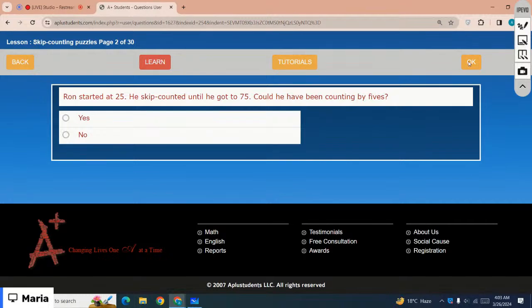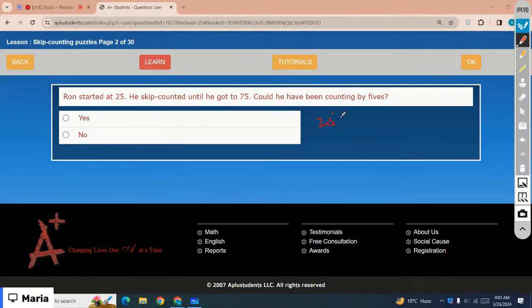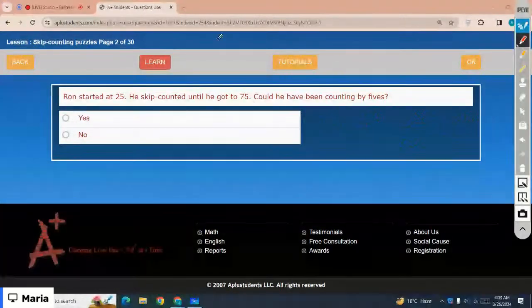So start counting with 25. Let's see if you have 75. So 25, 50, 55, 60, 65, 70, 75, 80. Yes, it's fives, 25 in the same counting. The correct option is yes.